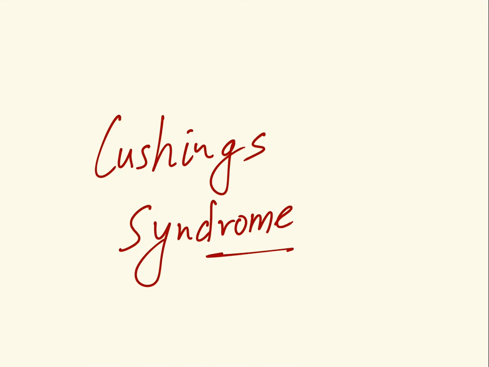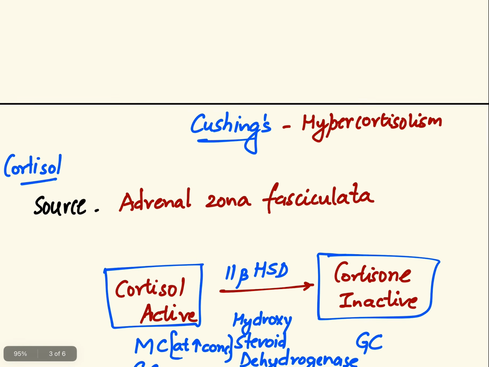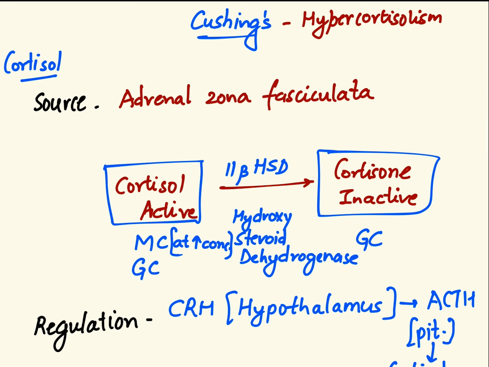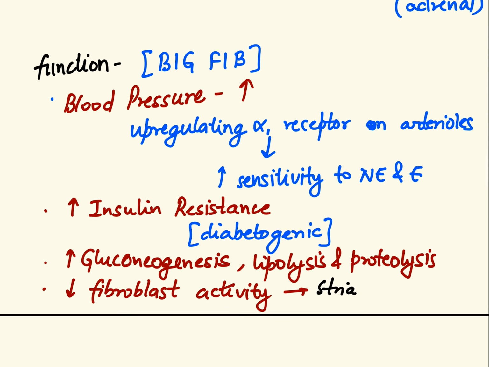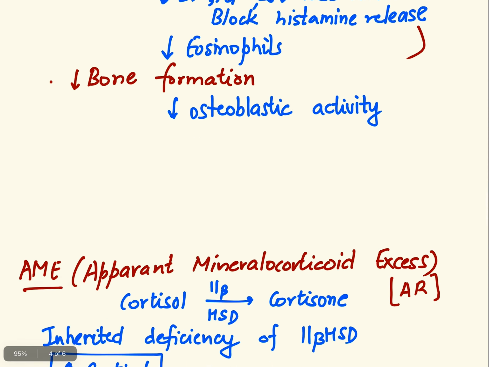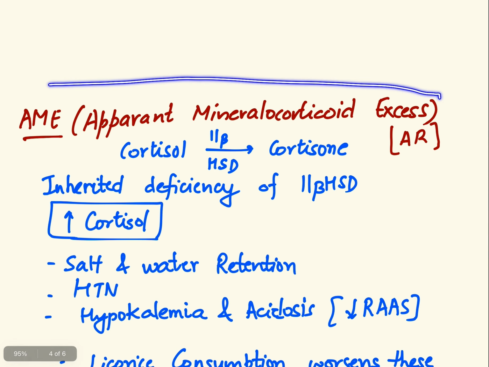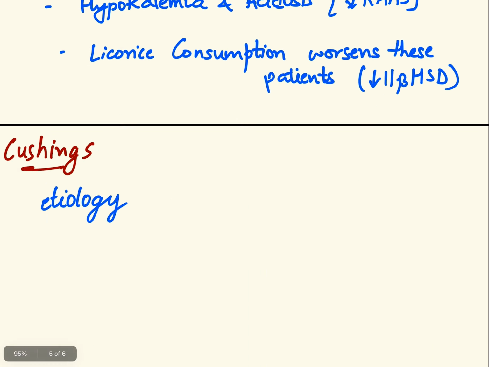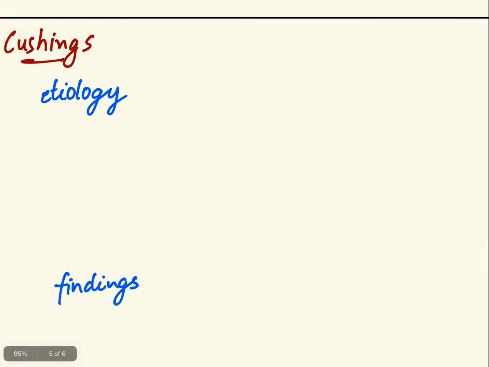So now we are going to study about Cushing syndrome. हम सब ने cortisol के बारे में पढ़ लिया था and we have understood that Cushing's is nothing but hypercortisolism. मतलब जब बॉडी में cortisol बढ़ जाएगा that will cause Cushing syndrome. Okay. So we have read about the source, the regulation, the function of cortisol, and also about the apparent mineralocorticoid excess, which is the autosomal recessive disease. Now we are going to study about Cushing's proper.